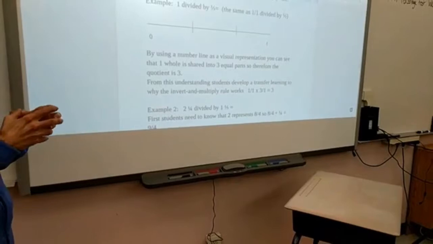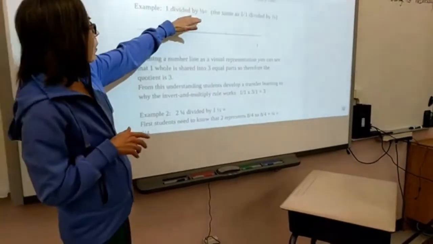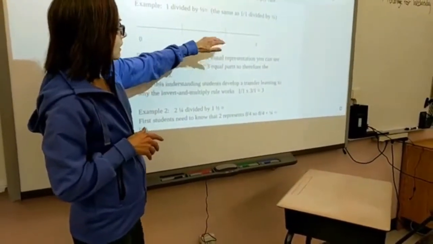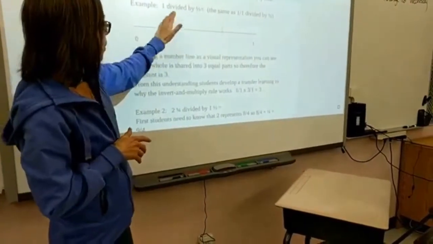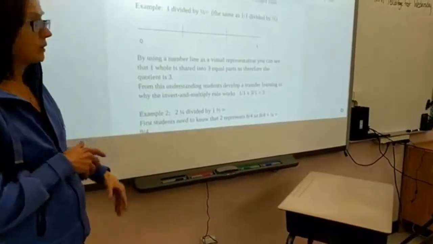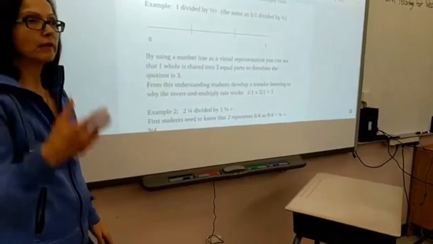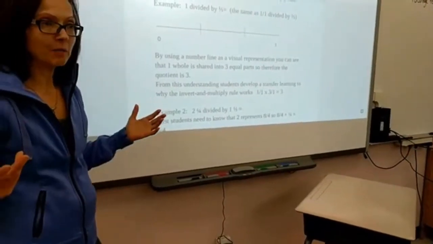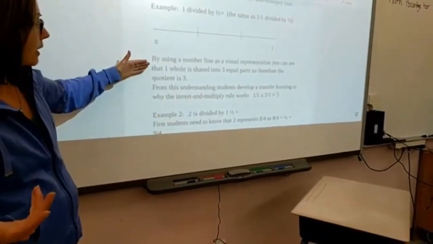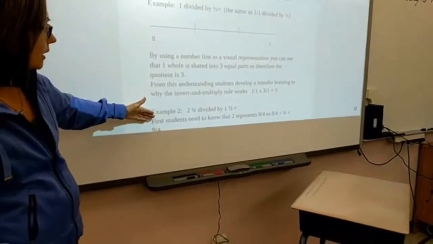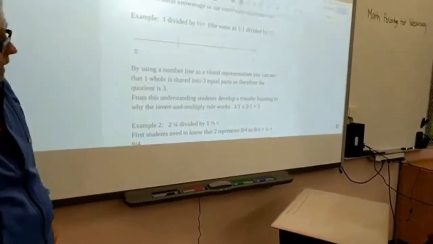And the same with dividing. If I have one whole divided by 1/3, that means that I am taking a whole and I'm sharing it into thirds, not just I'm gonna do the invert and multiply, but they don't even understand why. Here's a rule. Do the rule. That's the thing that they have to be able to do.